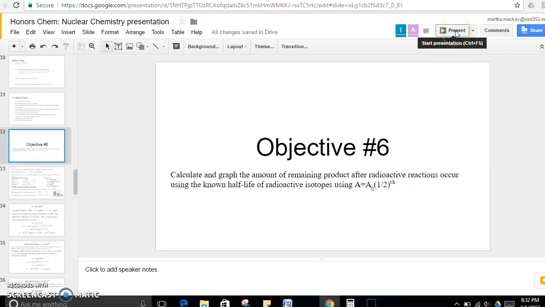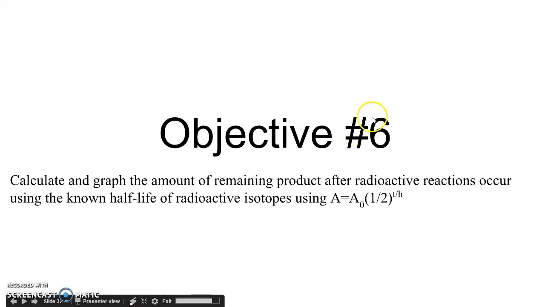All right, so welcome to the screencast for Nuclear Chem objective number 6. This objective will take us basically 2 days in class to get through all the stuff we have to do, and I'll explain that as we go along and on the explanation sheets I have at the end of this objective.